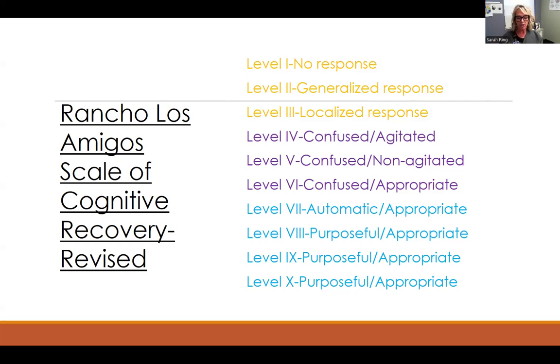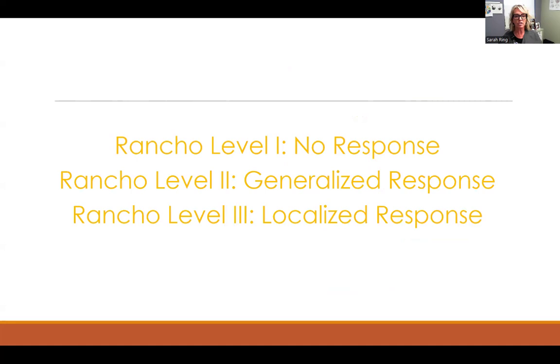We are certainly in this three-part series going to be addressing all levels of recovery, but today's topic is focused specifically on Rancho levels 1, 2, and 3. This is again termed the early phase of recovery, in which individuals at Rancho level 1 exhibit no response. Individuals at Rancho level 2 exhibit generalized response, and individuals at Rancho level 3 exhibit localized response. So you can see a gradual progression, gradual recovery as we move even within this early phase of recovery.